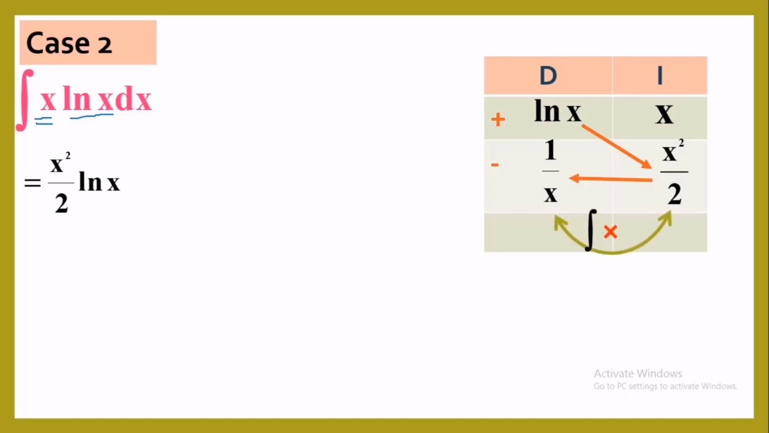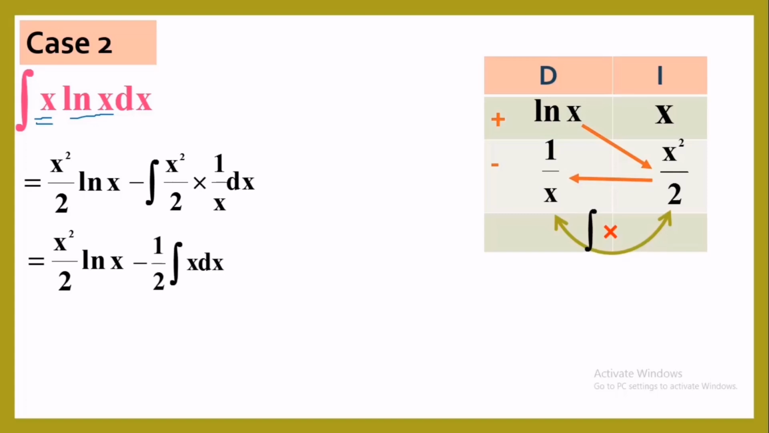We get x squared over 2 ln x minus integral x squared over 2 times 1 over x dx. Simplify and take the half outside the integral. We get x squared over 2 ln x minus half integral x dx. Then we have x squared over 2 ln x minus 1 over 4 x squared plus constant. This is the final answer.